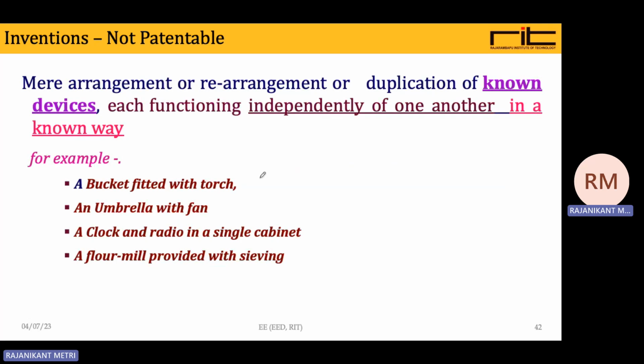Again, just doing some manipulations or arranging or rearranging or duplicating some known devices, each functioning independently of one another in a known way, is also not patentable. For example, a bucket fitted with a torch, an umbrella with a fan, a cap with a fan, or a clock with a radio, or a flour mill with a saving. So these cannot be patentable.